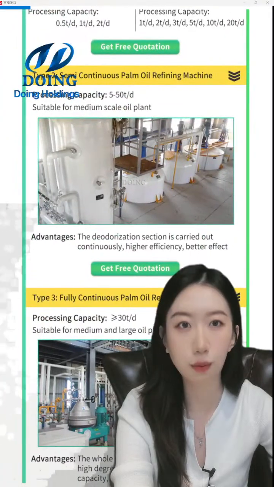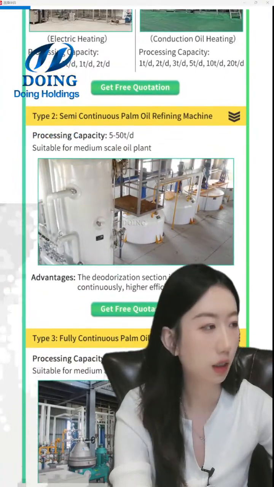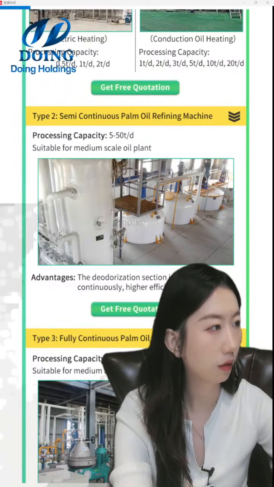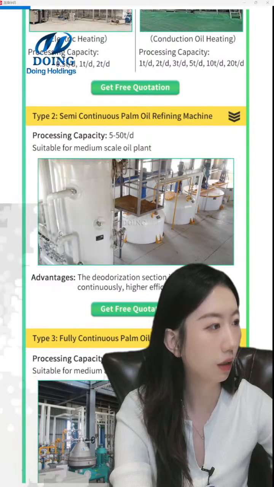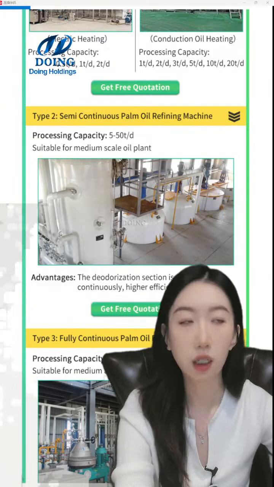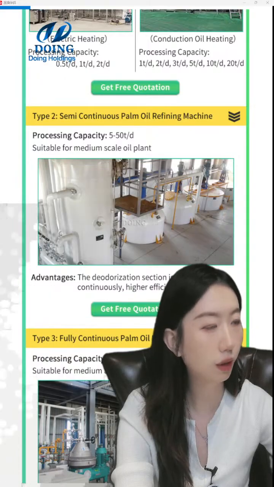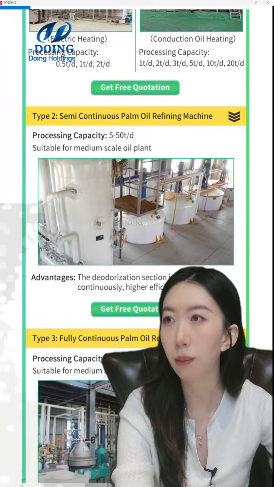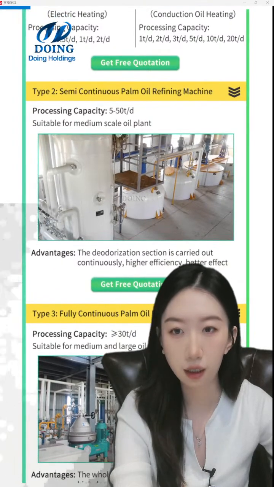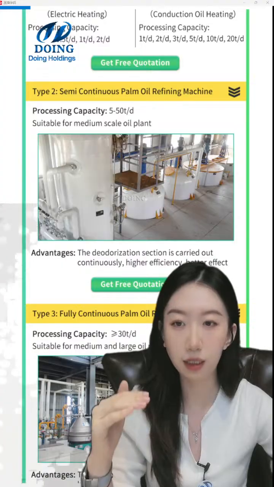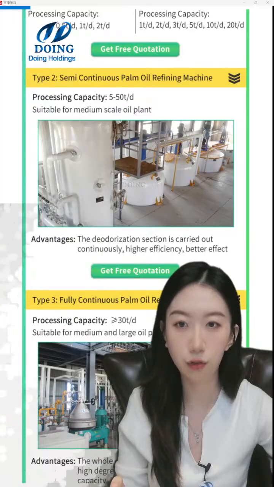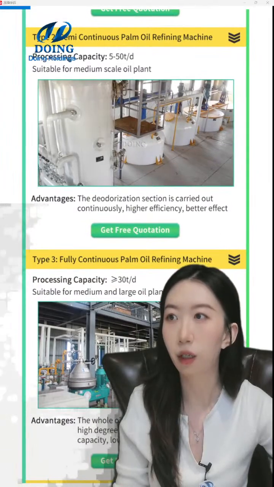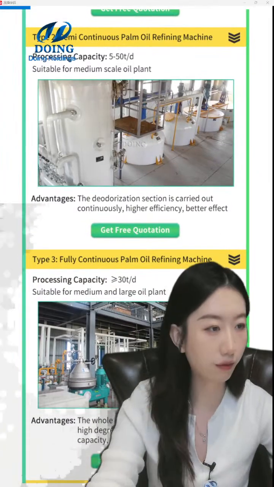And the second type of refining machine is a semi-continuous palm oil refining machine. Its capacity is 5 to 30 tons per day. It's suitable for medium scale palm oil plants, and its degree of automation is higher than the batch type. The quality of oil is also better, and it can give you higher efficiency and better effect.